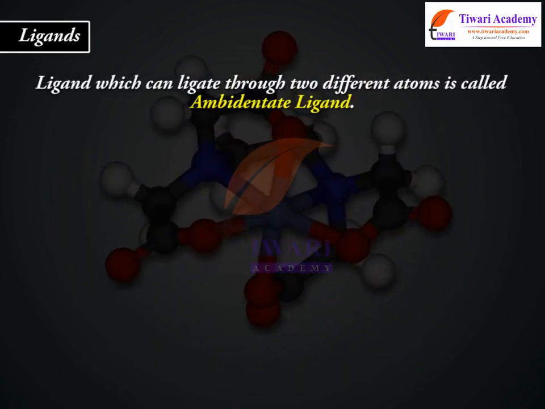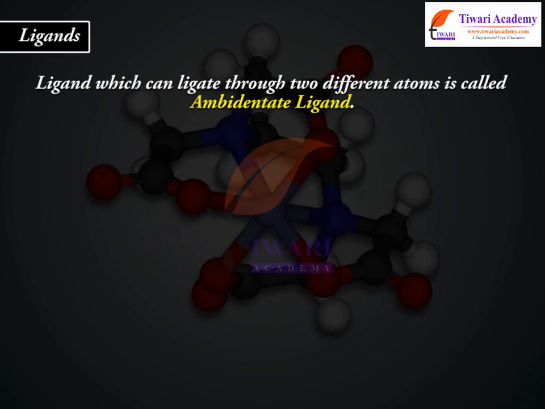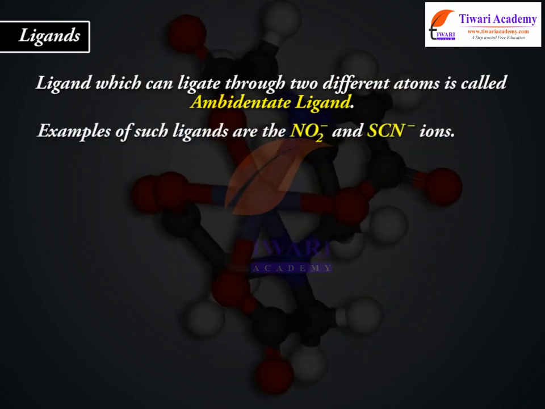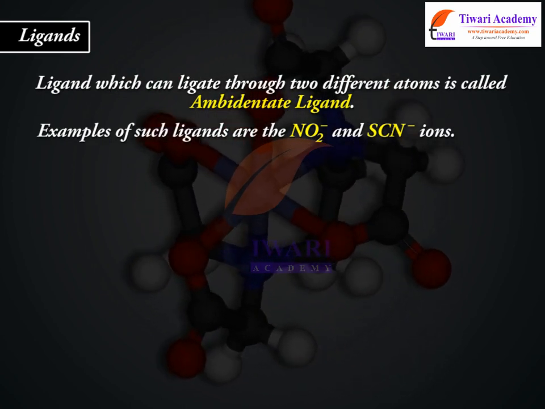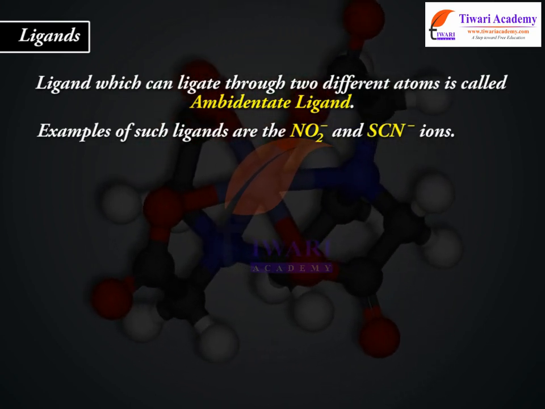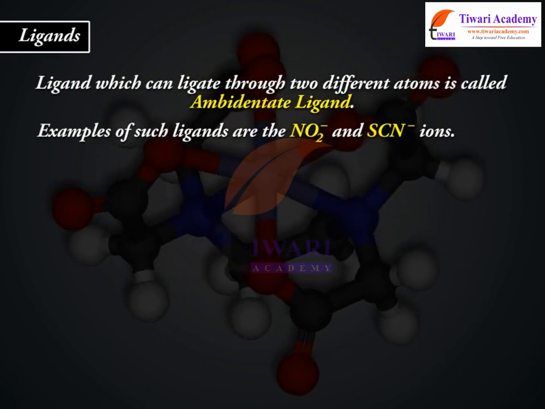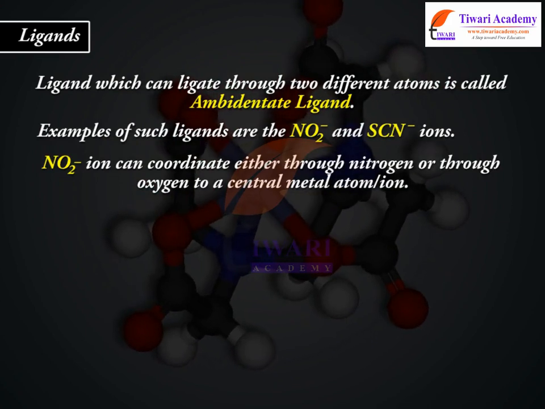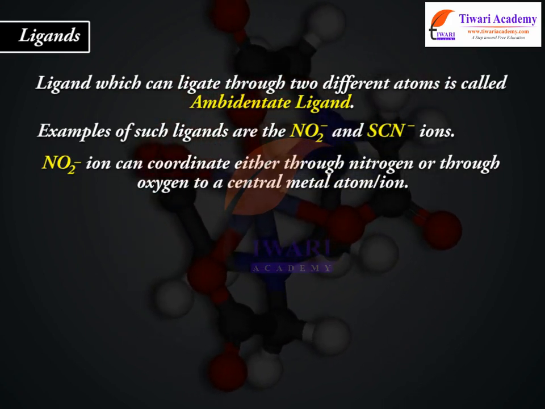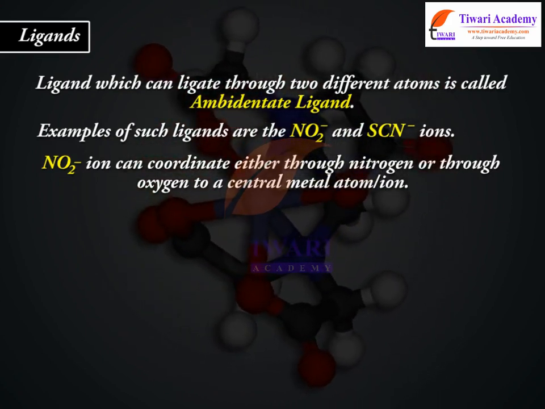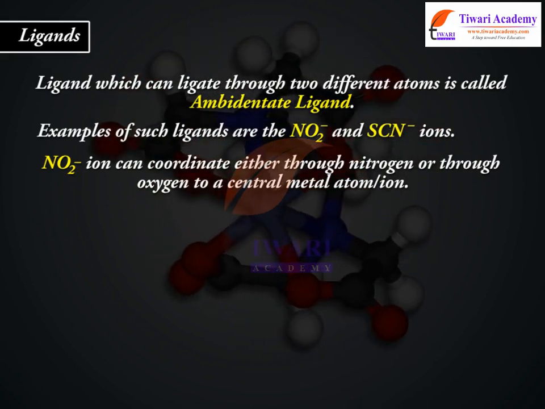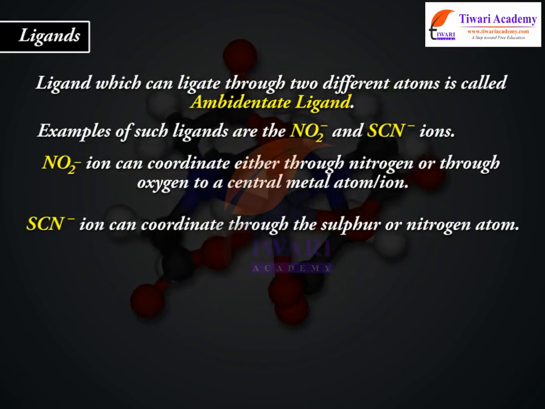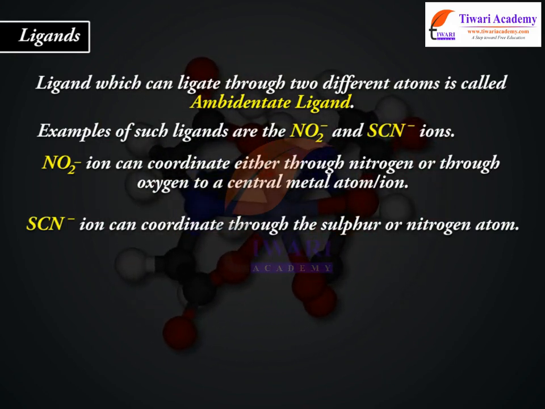Ligand which can ligate through 2 different atoms is called ambidentate ligand. Examples of such ligands are the NO2- and SCN- ions. NO2- ion can coordinate either through nitrogen or through oxygen to a central metal atom or ion. SCN- ion can coordinate through the sulfur or nitrogen atom.